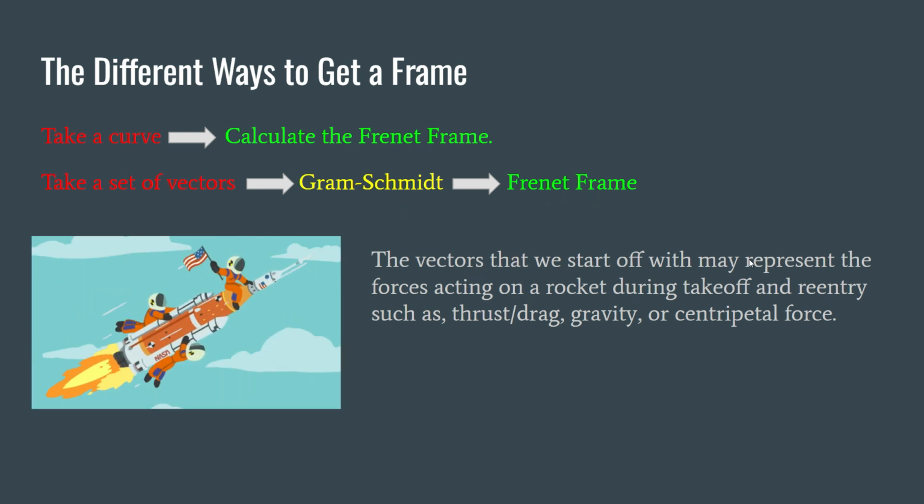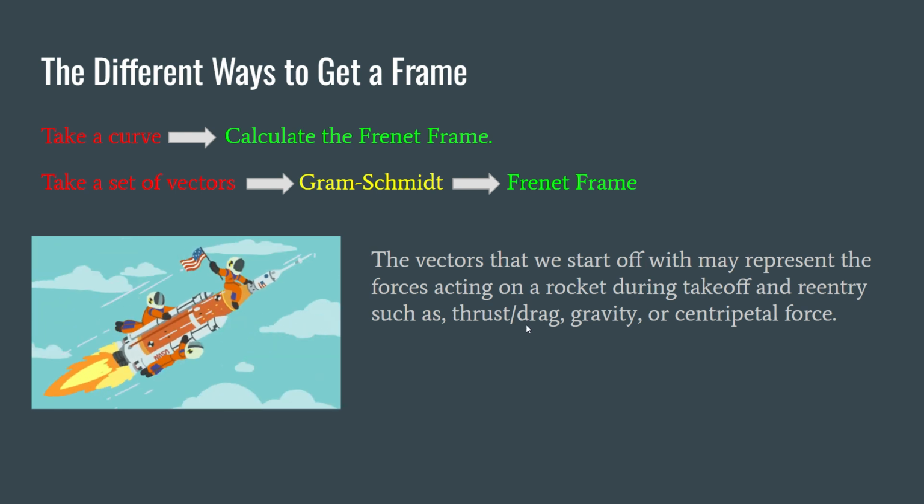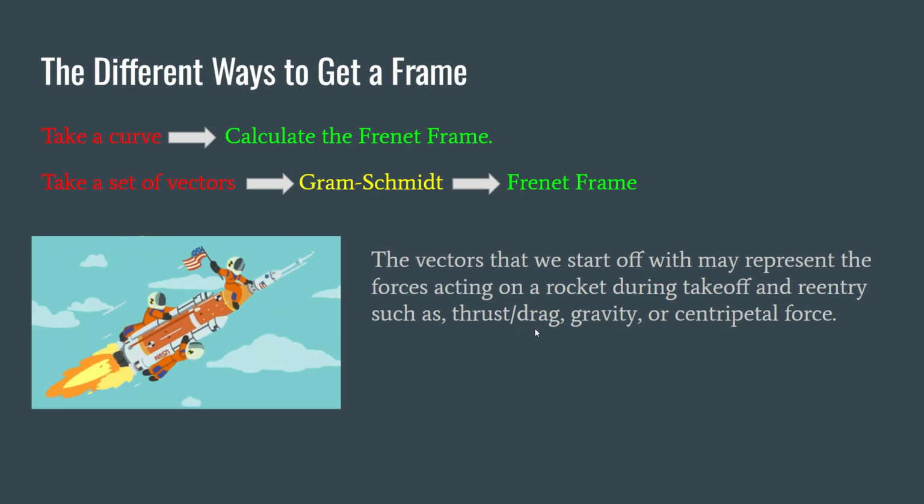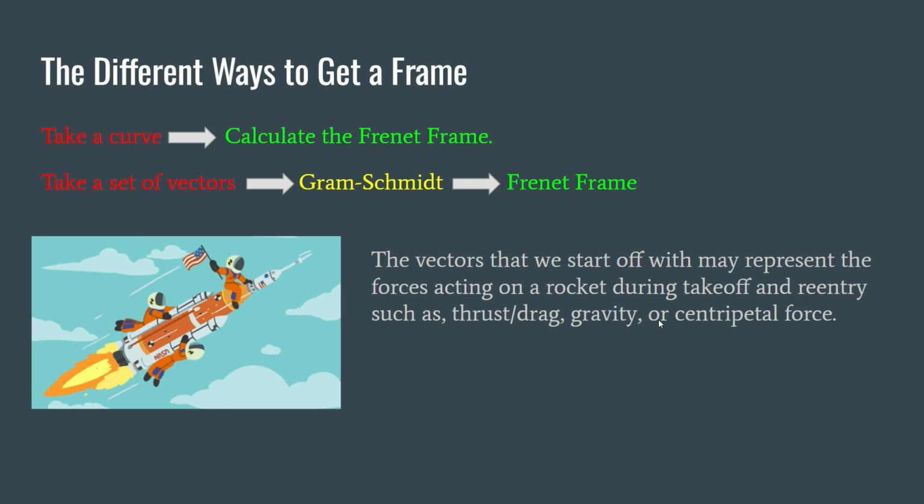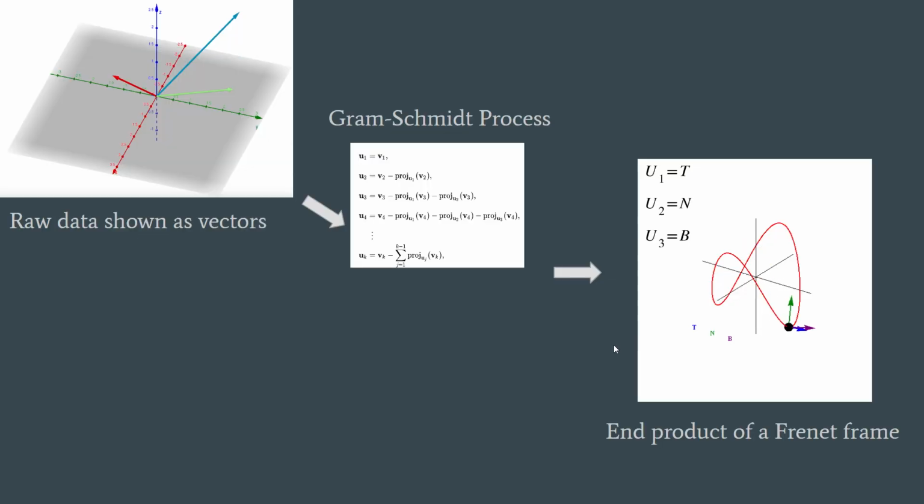The vectors that we start off with can represent things like forces acting on a rocket during takeoff and reentry, such as the thrust and the drag, which would both be the same vector, where you would just get the difference between the two. Gravity and the centripetal force would be an example of the other two vectors. And so this is the process that we're going to take.